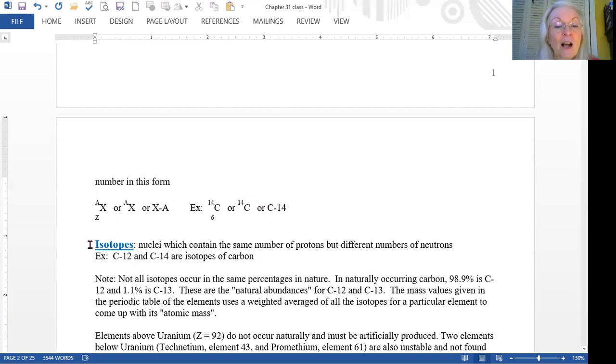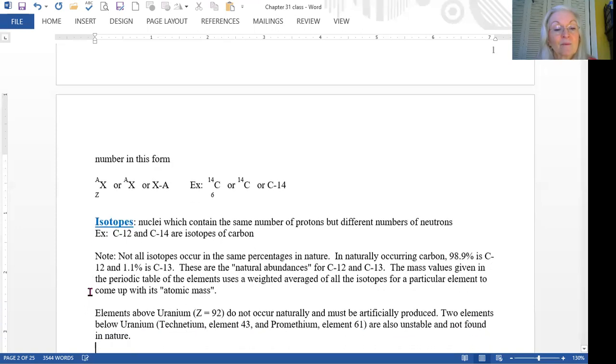So we've already mentioned isotopes. Those are nuclei that have the same number of protons but a different number of neutrons. So carbon-12 and carbon-14 are isotopes of carbon. Not all isotopes occur in the same percentages. You should be familiar with that.